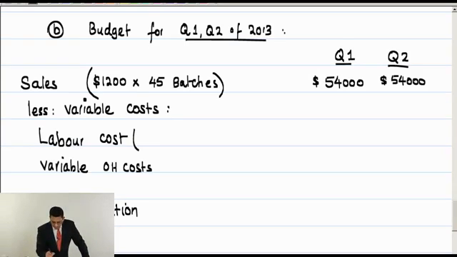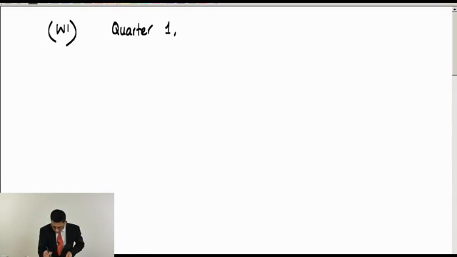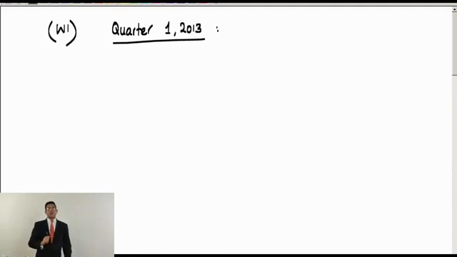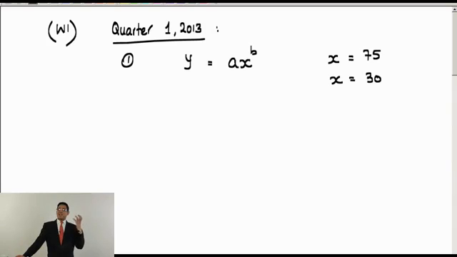Now let's do the labor cost calculation with the help of a working, because more calculations will be made. So let's do this with the help of working number 1, labor cost calculation. Let me do it for quarter number 1 first. Labor cost of quarter number 1, 2013. Now can I say quarter number 1 comes after the quarter number 4 has ended? So can I say step number 1, apply the formula twice. Y equals ax to the power b when x equals 75 and then x equals 30, and the gap between 75 and 30 will give me time for 45 batches produced in quarter number 1.